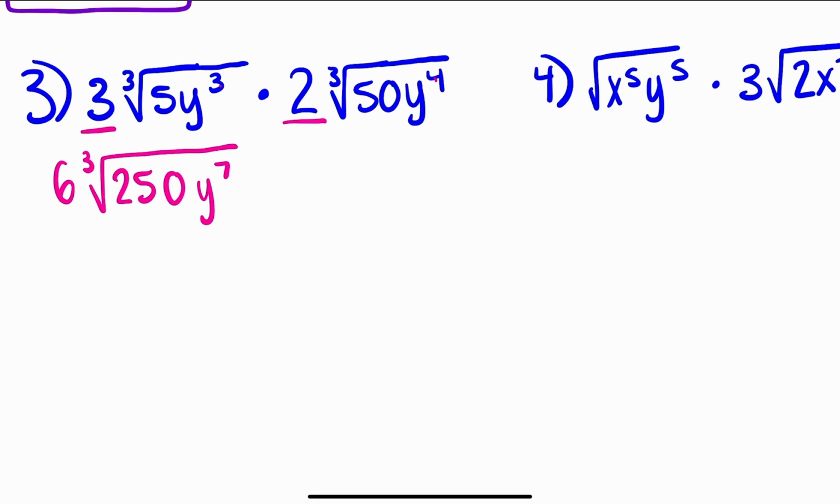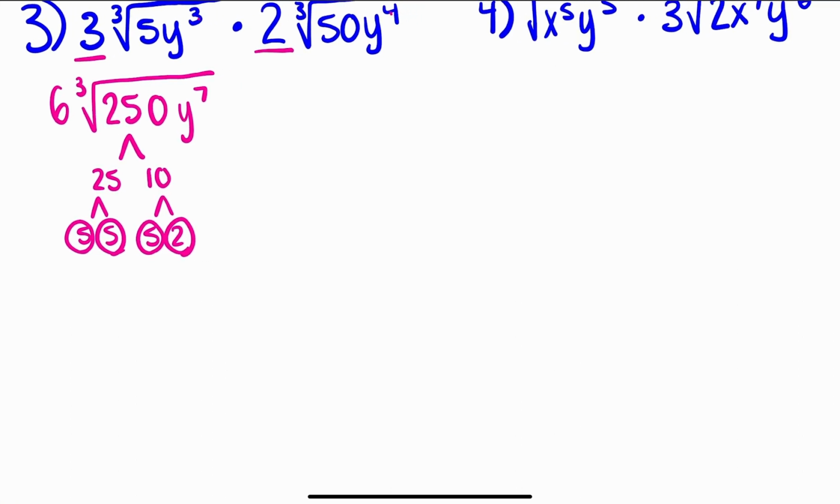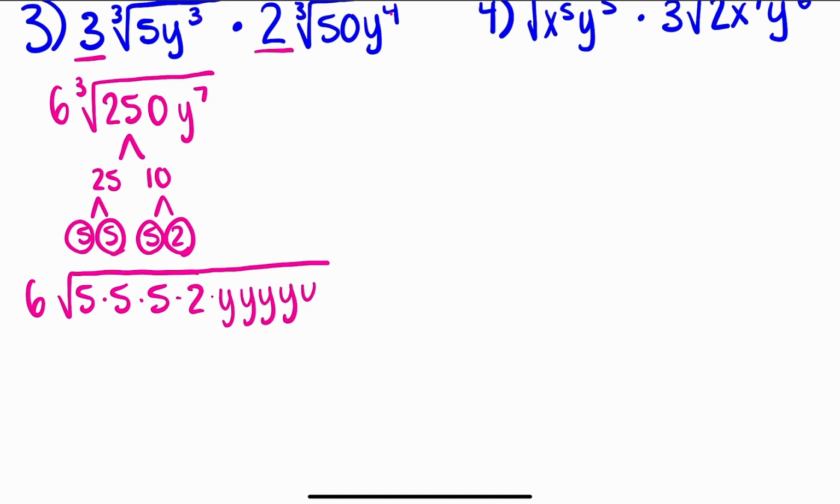And now let's simplify this down. So I think of 25 and 10. And 5 and 5. 5 and 5 can't be factored anymore. 5 and 2. And then I have 7 y's. So that's going to be fun to write out. So expanded out, I have 6 times 5 times 5 times 5 times 2 and 7 y's. 1, 2, 3, 4, 5, 6, 7. I'll put little dots between them. That's pretty tedious, but it's fine. Okay, and I forgot my little cube here.